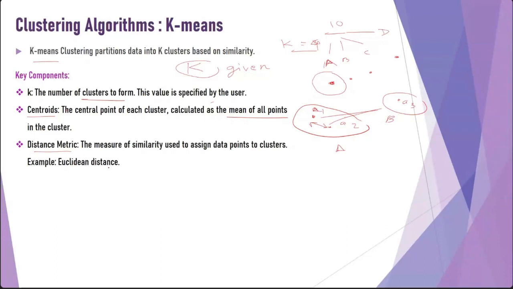So one example of distance is Euclidean distance. Can anybody say the formula for Euclidean distance? You have been using this distance since 12th standard.